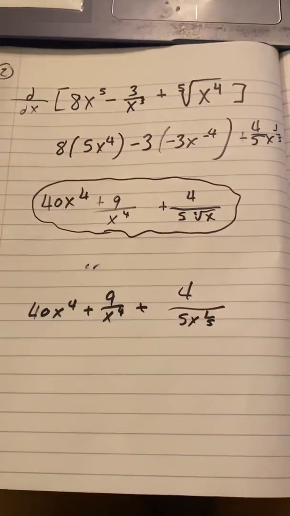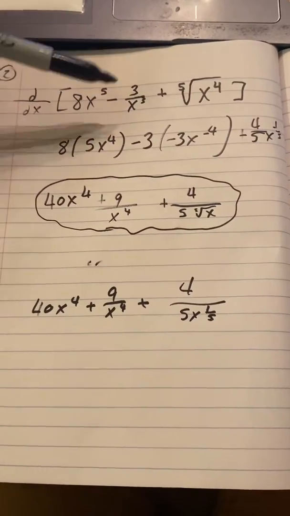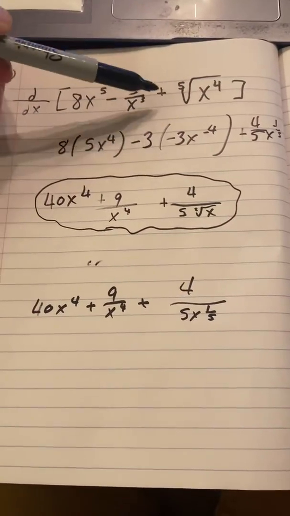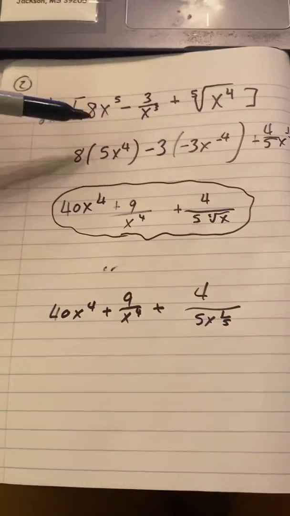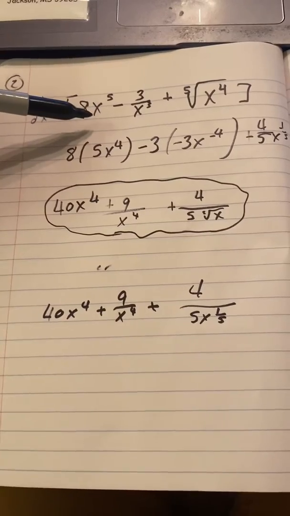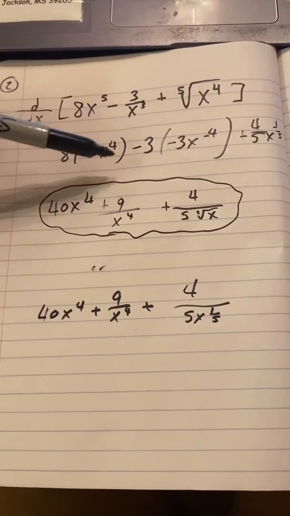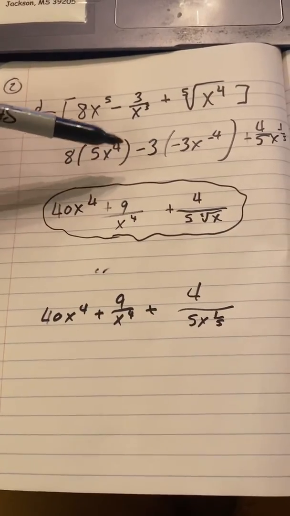Okay, we're doing derivatives right now. Here in our problem, we have 8x to the fifth minus 3x to the third plus the fifth root of x to the fourth. So when we break this down, we have 8x to the fifth. You bring the 5 in front of the x, then you subtract by 1. It's going to give you 5x to the fourth. So you're going to have 8 times 5x to the fourth.